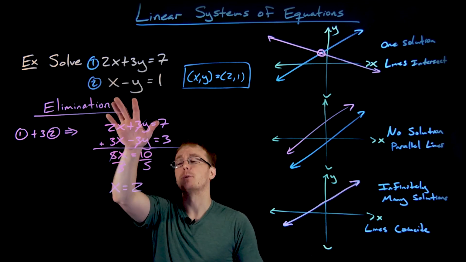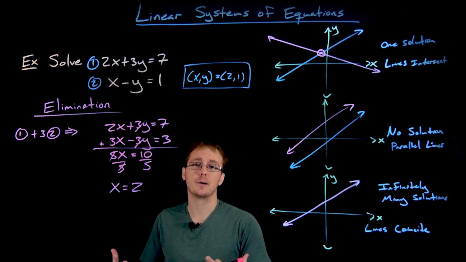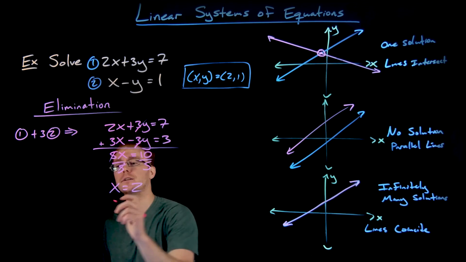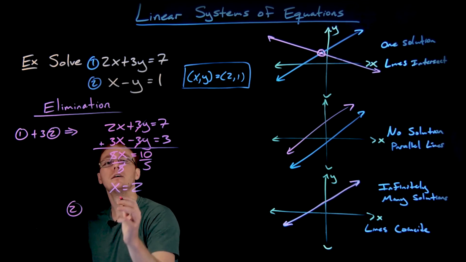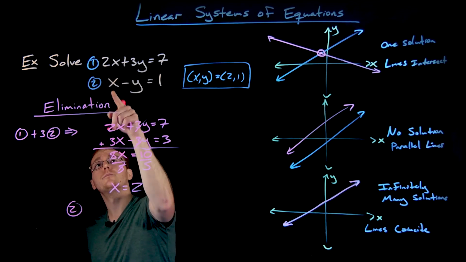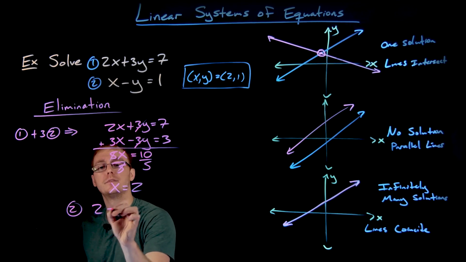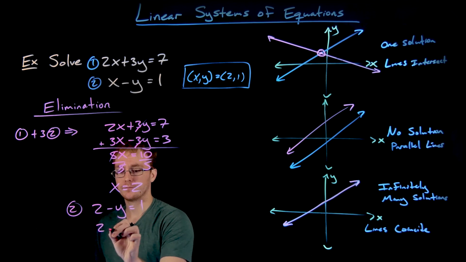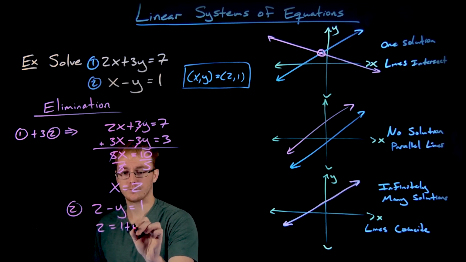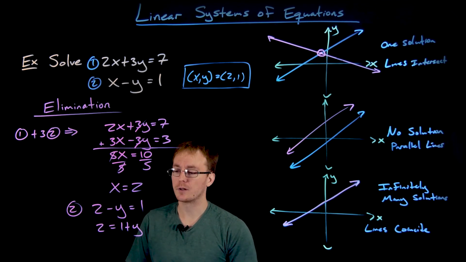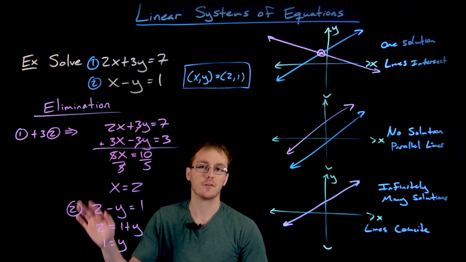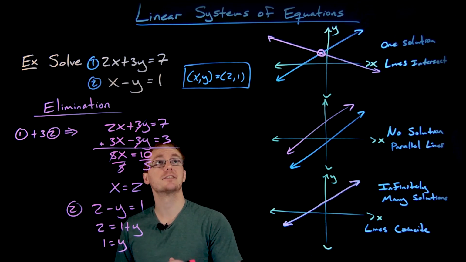So we don't have a nice equation for y in terms of x like we might have if we used the substitution method, but we can still find y pretty quickly using equation 2. Right, plugging in x equals 2 into our second equation gives us 2 minus y is equal to 1. Or 2 is equal to 1 plus y. Or y is equal to 1. You can solve that however you want. Those are just the steps I decided to take.